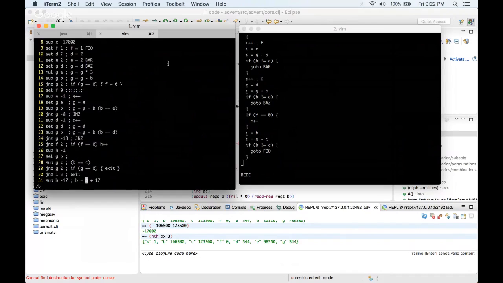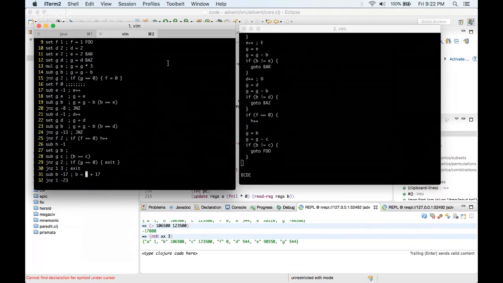Okay. All right, I'm not seeing B. Here we go. B equals B plus 17. Okay, so here's the exit check. It's not equal to C, so it isn't just a go to foo. Also B plus equals 17. This counts for B.